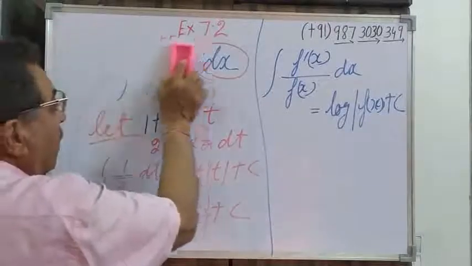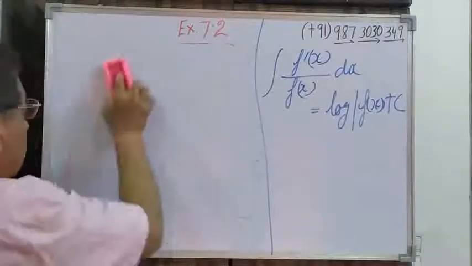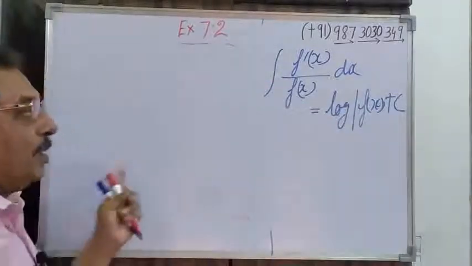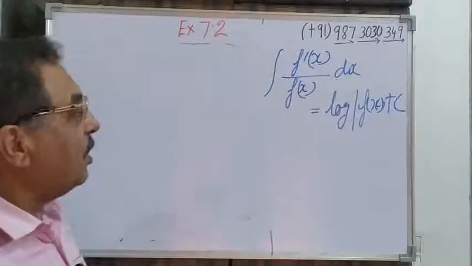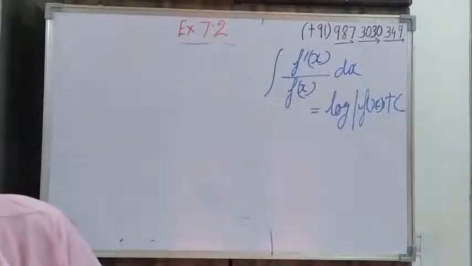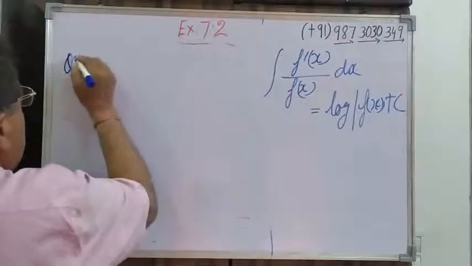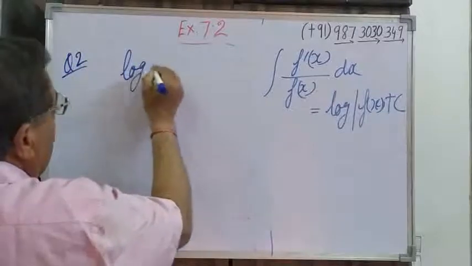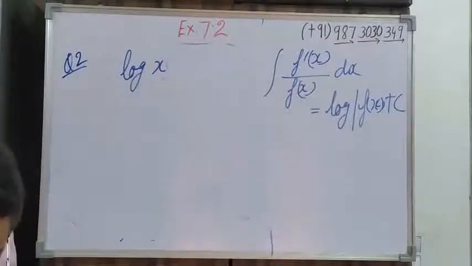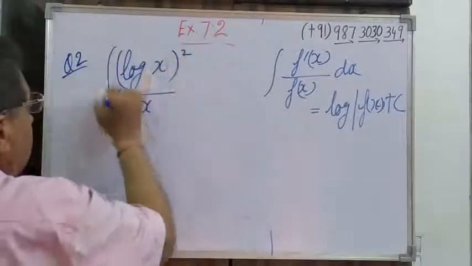Now let us go to the next important question of exercise 7.2. What we have done is we got the answer log of f x, and in this question too you observe we are getting the log of a function. The second question is, question number 2, we get log x whole square divided by x, integration.